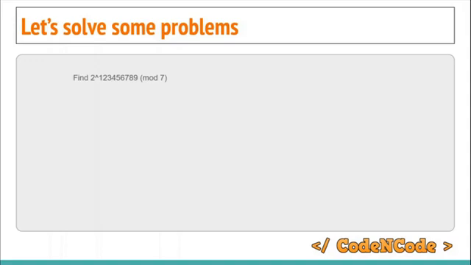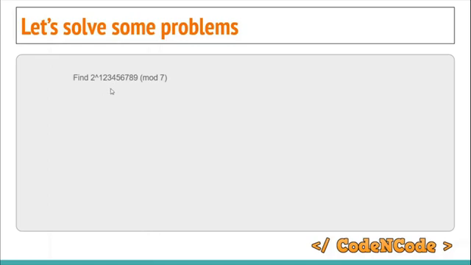brilliant.org. You can go to that site, and there are really good articles about mathematical algorithms like Euler's totient function and other stuff. So the question is, find 2 raised to power 123456789 modulo 7. Pause the video, try to solve it, and I'm going to continue in 3, 2, 1.